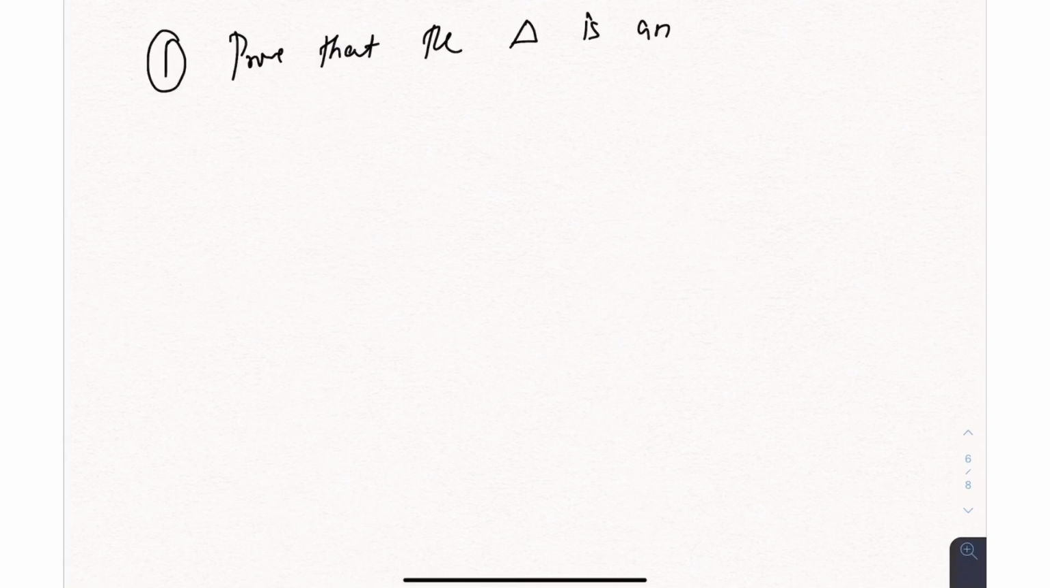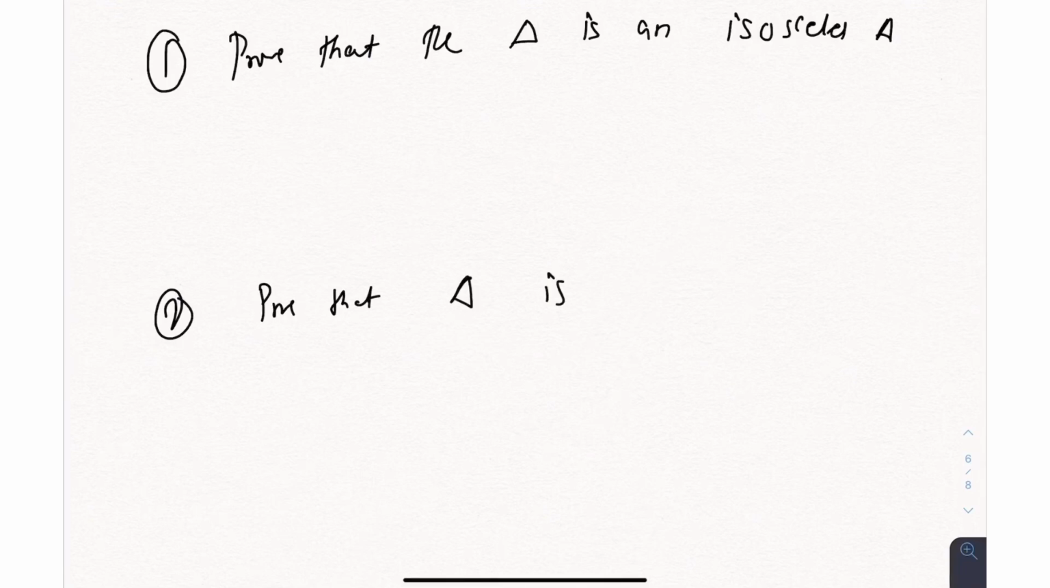Now the different types of questions that can come: the first type is prove that the triangle is an isosceles triangle. Or they can also ask you to prove that the triangle is a right angle triangle. So I will give you an idea of how to prove a triangle is isosceles or how to prove a triangle is a right angle triangle.